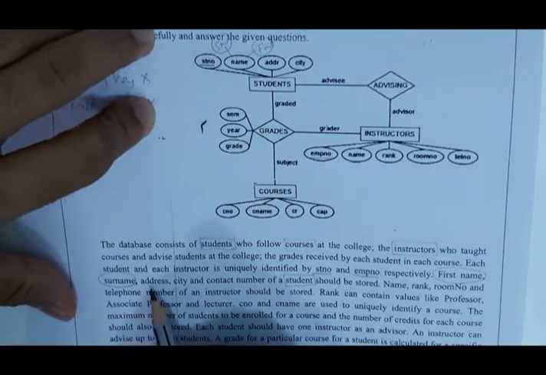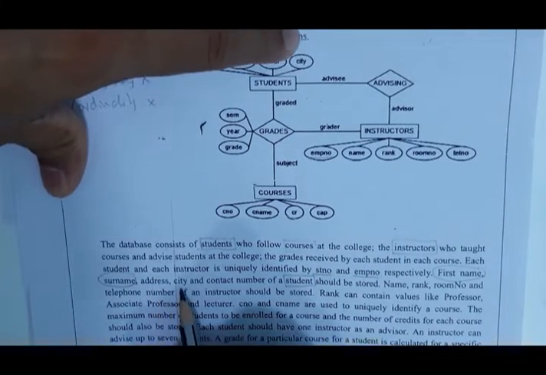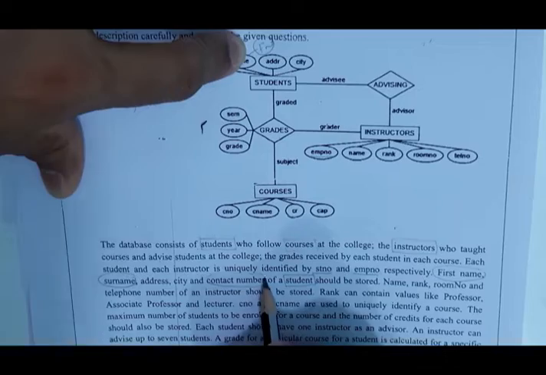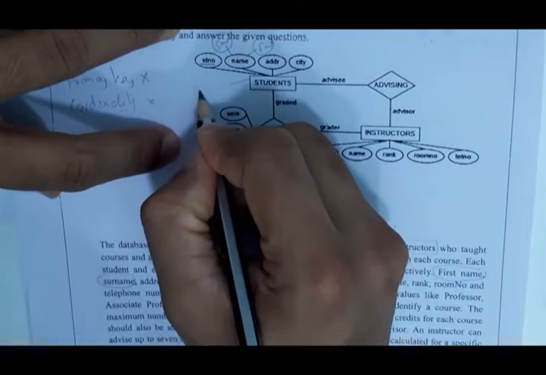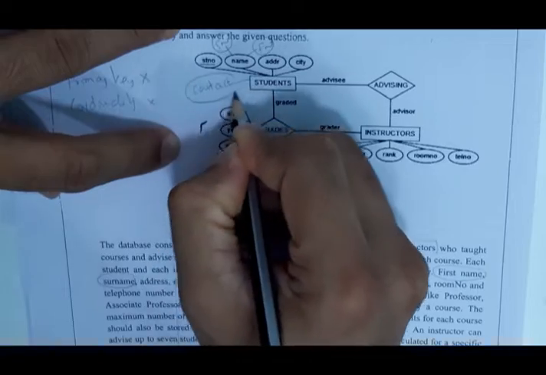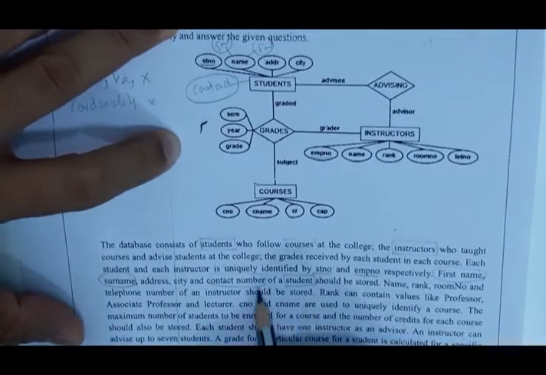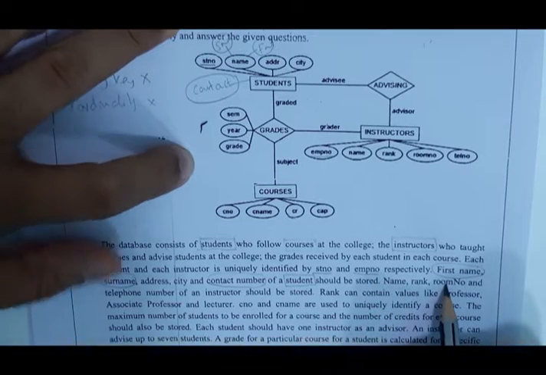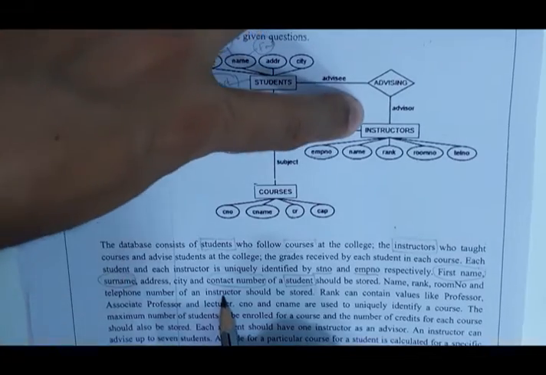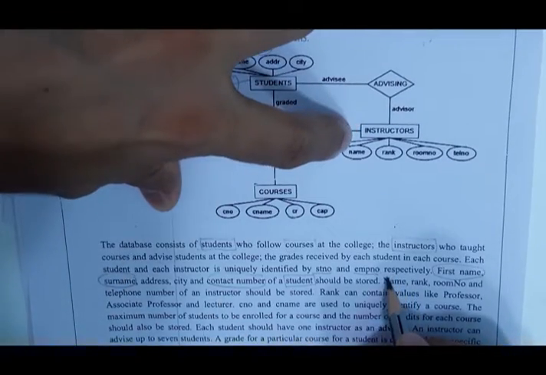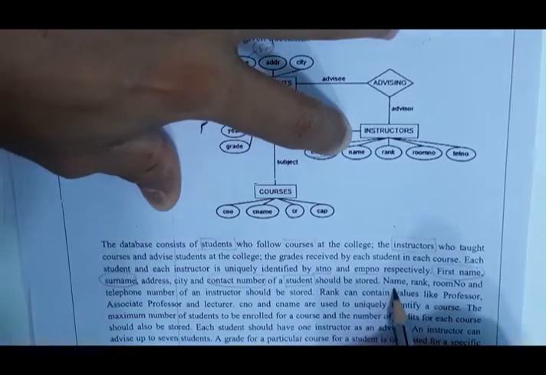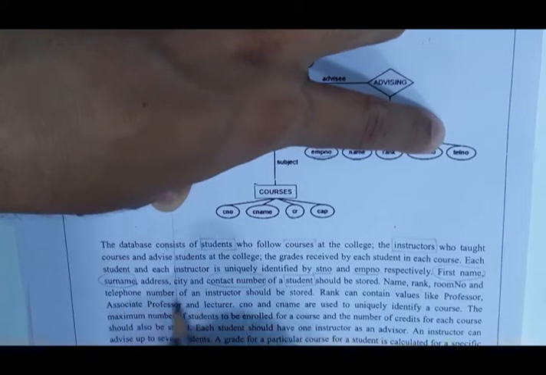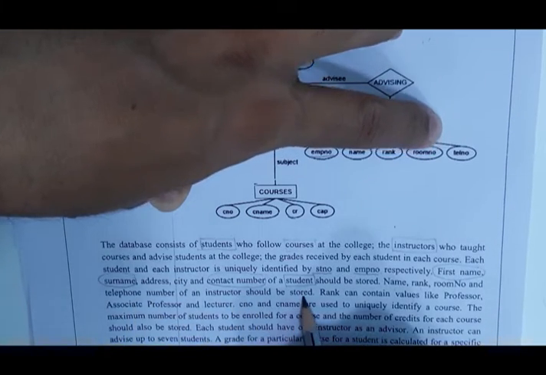Next, we'll see what the others are. Address, it's already there. City, already there. And contact number. Contact number is missing here. That's another attribute absent here. So we can write it like contact. Contact number of a student should be stored, right? Then name, rank, room number and telephone number of an instructor. We'll see the instructor's name, and we have labeled the primary key already. Name, rank, room number and telephone number of an instructor should be stored. That's clear, it's fine.